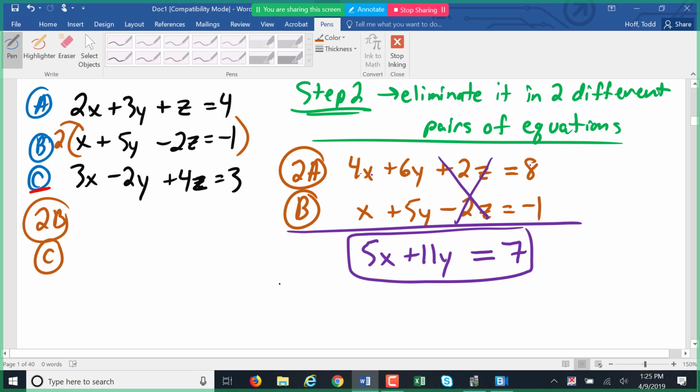So let's distribute the 2. 2 times x is 2x. 2 times 5y is 10y. 2 times negative 2z is negative 4z equals 2 times negative 1 is negative 2. We have multiplied equation B by 2. Then equation C we're going to leave as it is.